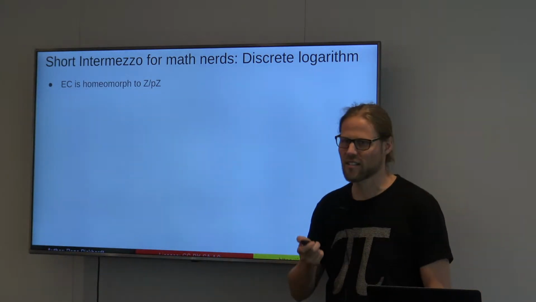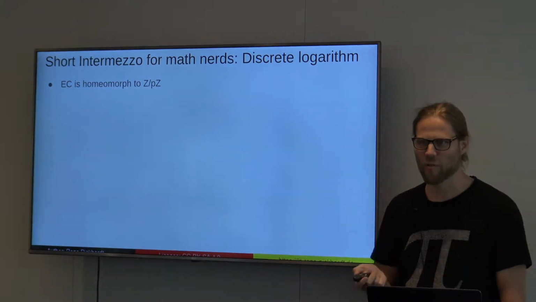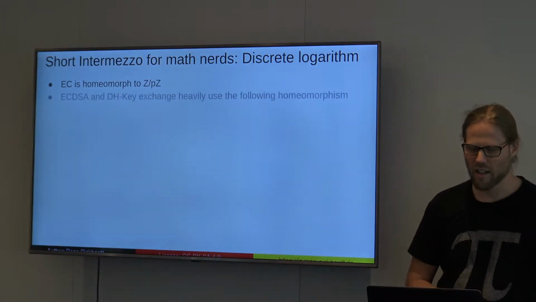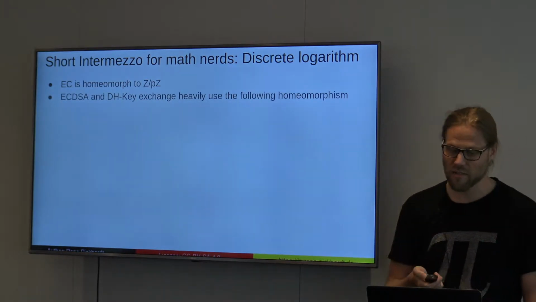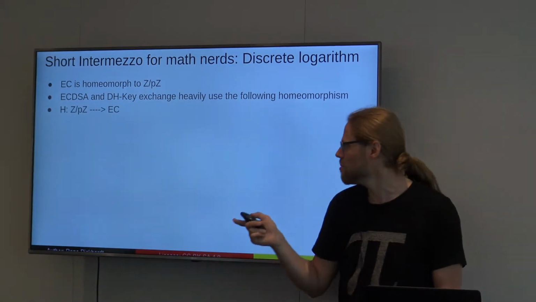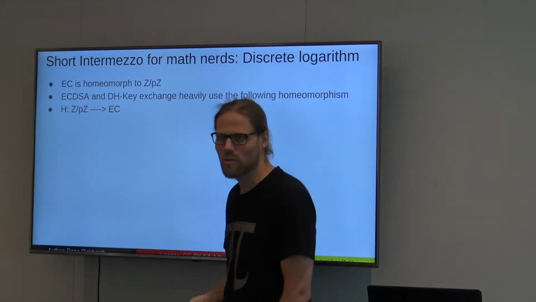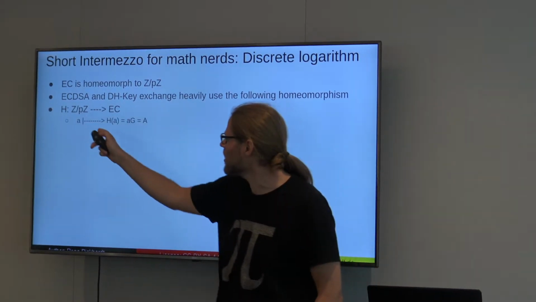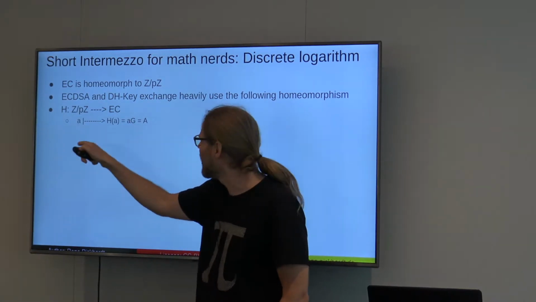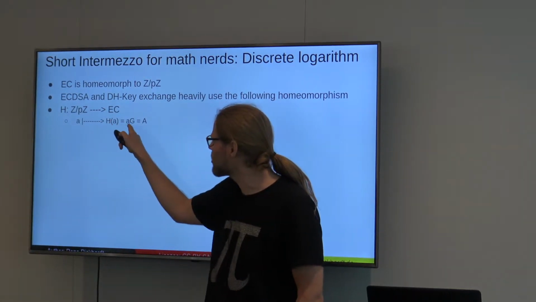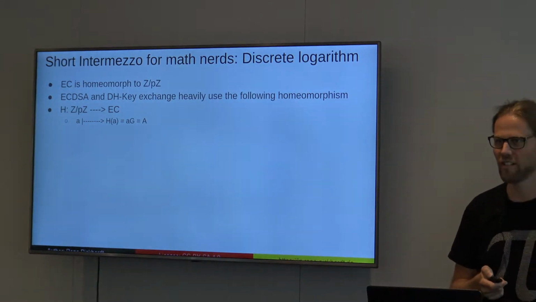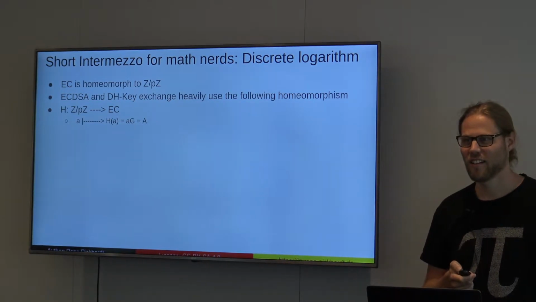So EC is an elliptic curve. It's a group, and it's homeomorphic to Z modulo pZ. And ECDSA and the Diffie-Hellman key exchange heavily use the following homomorphism. So a homomorphism is a map that goes from this group to this group. And how does this map look like? Well, we take an element from this group, which before we called an integer, or usually people call it a private key, and we map it with the map H to a times G, which is our point on the elliptic curve.